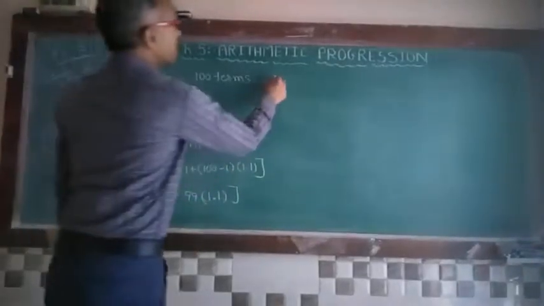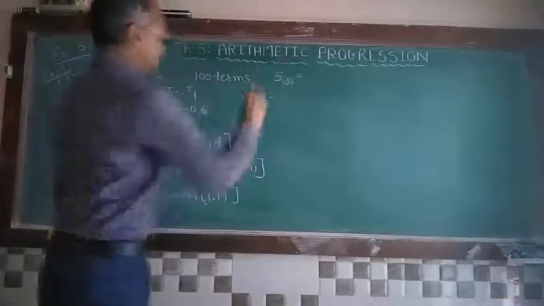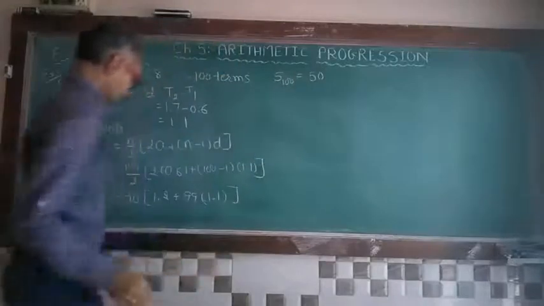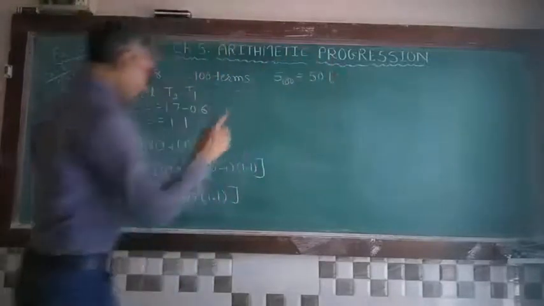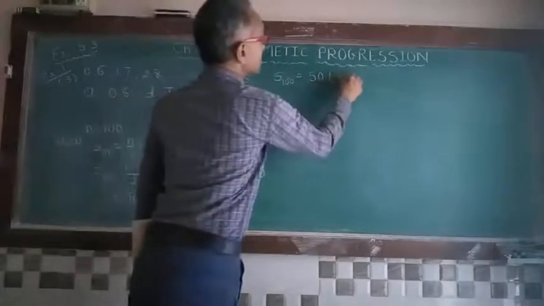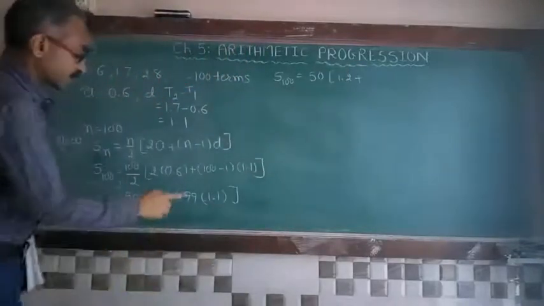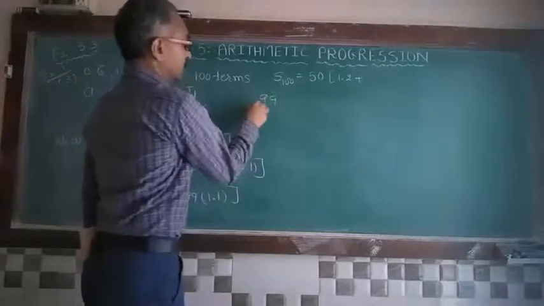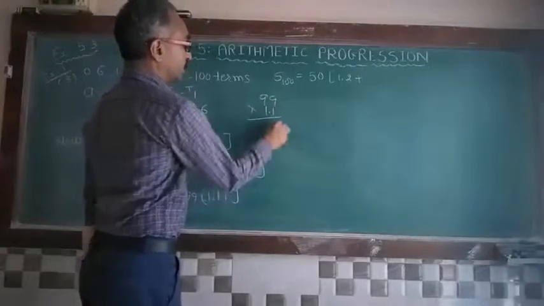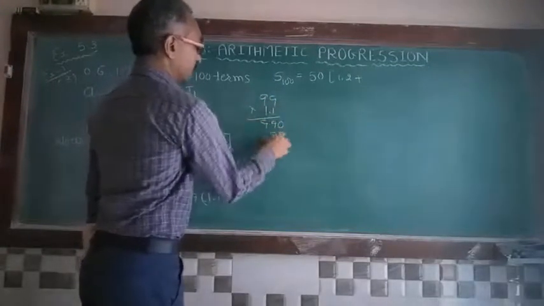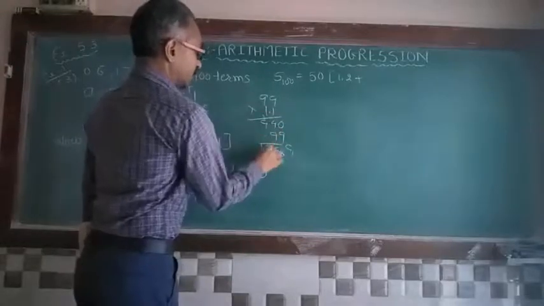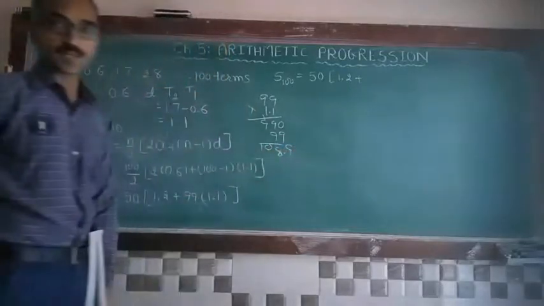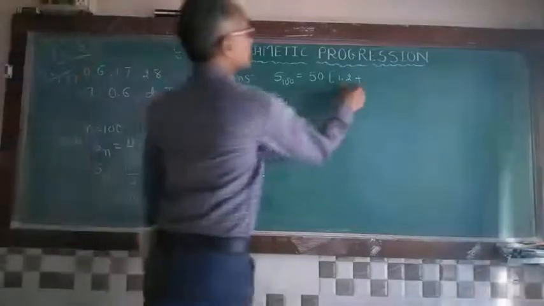So see, S100 is equal to 50 into 1.2 plus 99 into 1.1. So you can do 99 into 11, or you can write 1.1, 0.99999. That is 1089. You have to cut 1 point. That means 108.9.